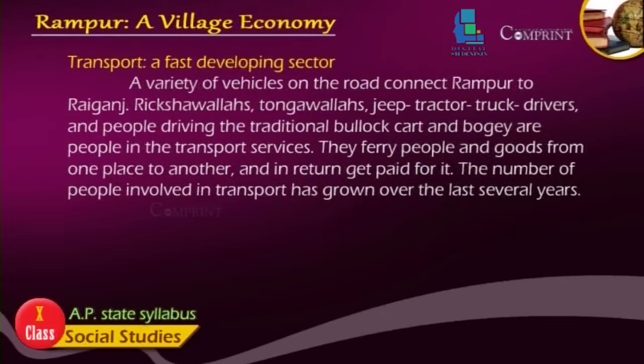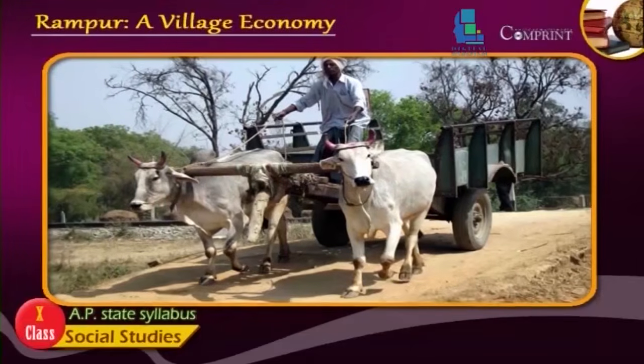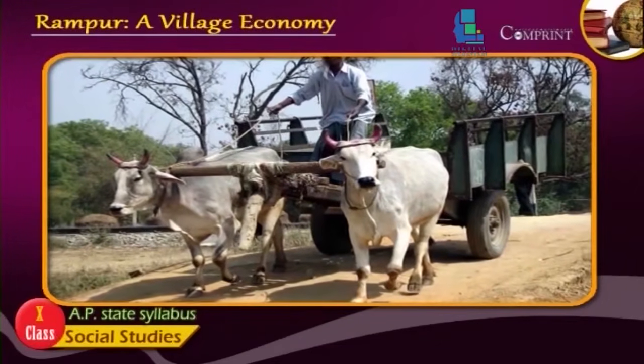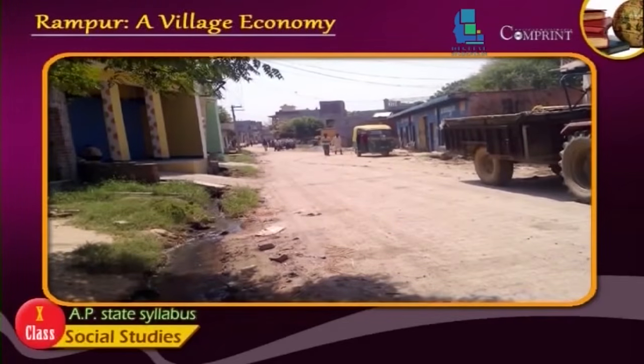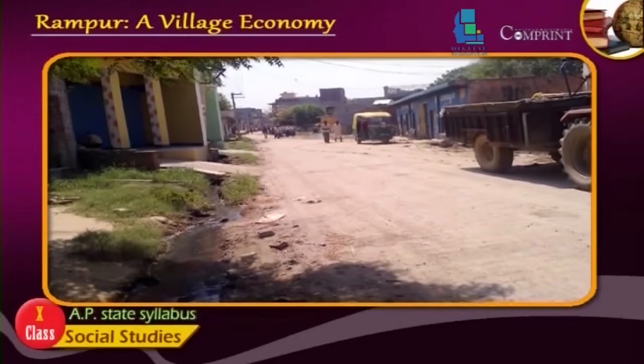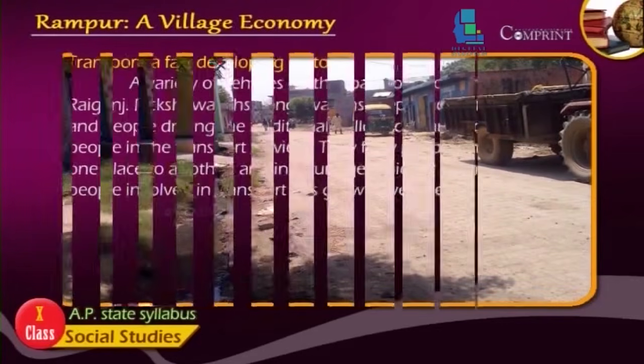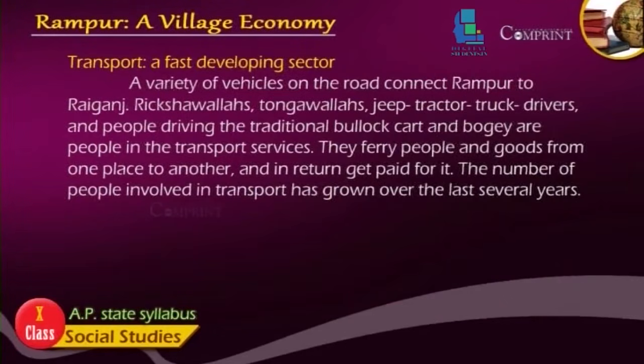Transport, a fast developing sector. A variety of vehicles on the road connect Rampur to Raiganj. Rickshawalas, tongawalas, jeep, tractor and truck drivers, and people driving the traditional bullock cart and bogey are people in the transport services. They ferry people and goods from one place to another and in return get paid for it. The number of people involved in transport has grown over the last several years.